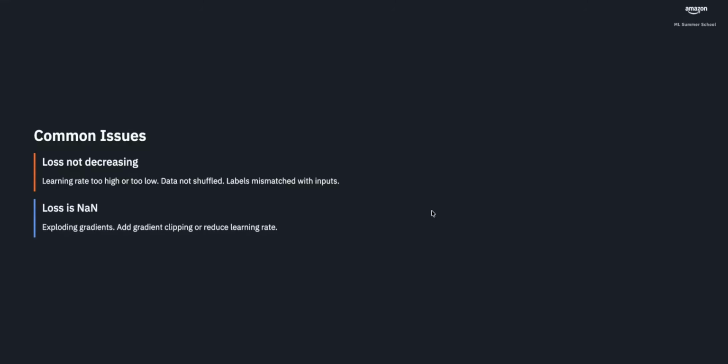Now coming back to the slide, there are a few common issues that we need to cater to. First is loss not decreasing, which usually means the learning rate is wrong, data is not shuffled, or labels are mismatched with the inputs. Second, loss goes to NaN. It might be an exploding gradient problem, so you can add gradient clipping or reduce the learning rate. Third is train accuracy is high, but test accuracy is low. That is overfitting. You can add dropout, reduce model size, or get more data.